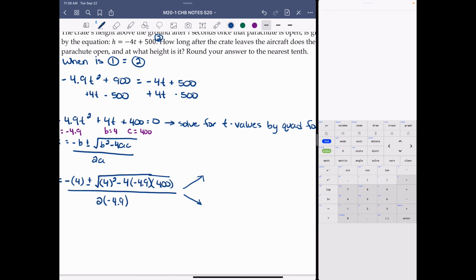So negative 4 plus, actually I'm going to put brackets because not all TIs can enter numbers in fraction mode. Some of them can, but not all. So if I want to enter this as a fraction and all of that stuff on the top as 1, I'm going to use brackets. Negative 4, I'm going to do the plus first. Plus square root, second function x squared to get square root.